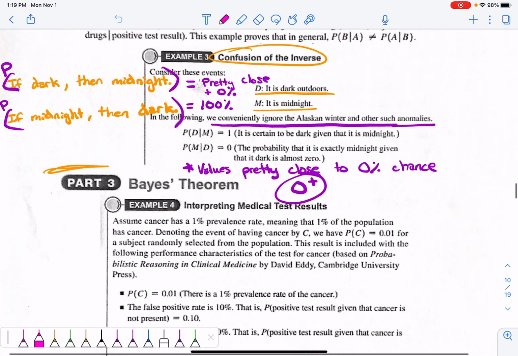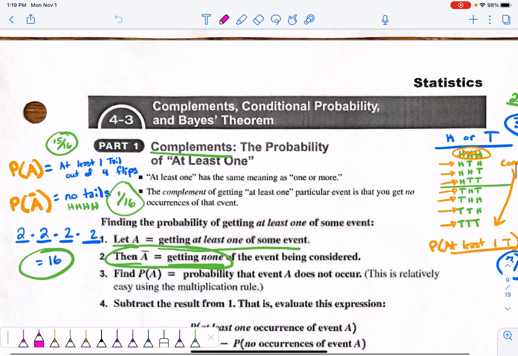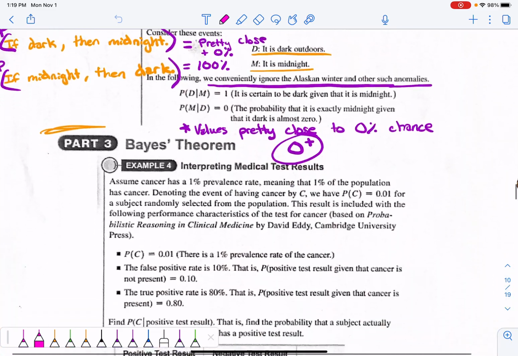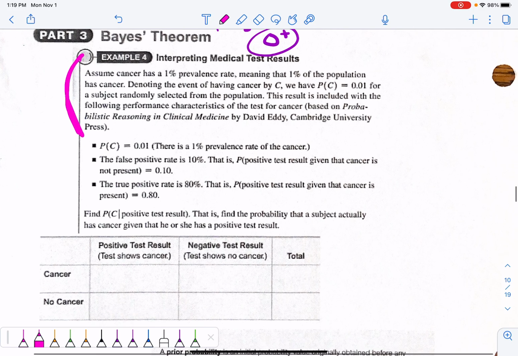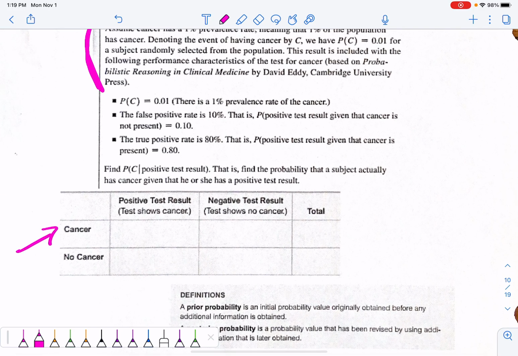Okay, stats. This is the second half of section 4.3. This is Tuesday. We're starting with part 3, which is Bayes' theorem. And they're going to give us a little bit of a scenario here for example 4. And then I like to organize our thoughts into something that looks like this.